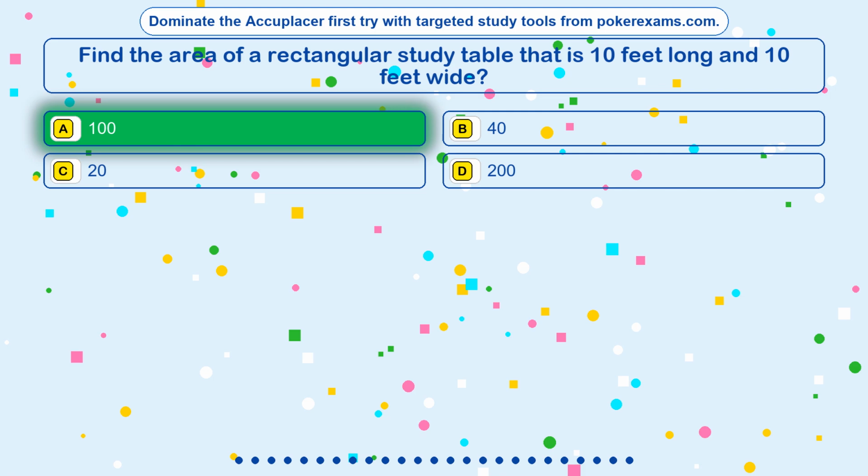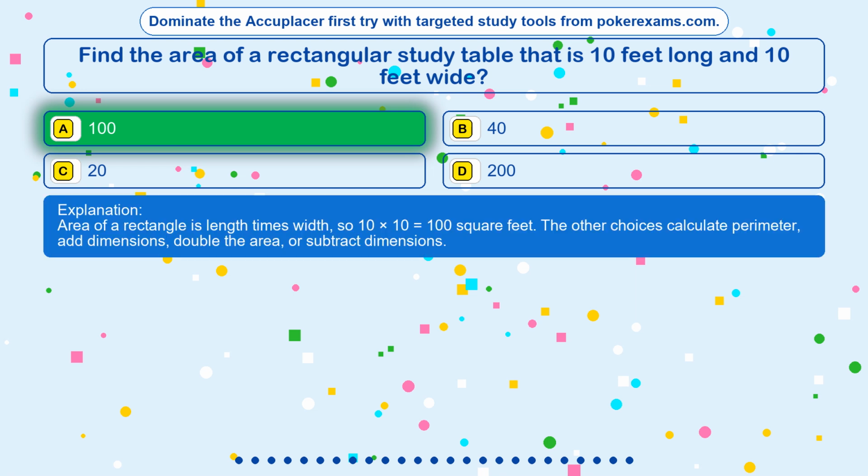The correct answer is option A, 100. Area of a rectangle is length times width, so 10 times 10 equals 100 square feet. The other choices calculate perimeter, add dimensions, double the area, or subtract dimensions.